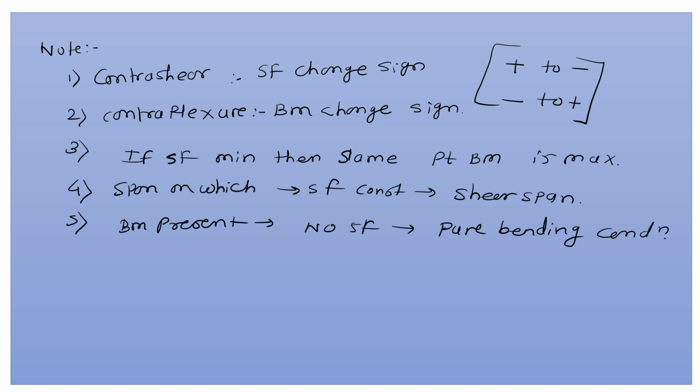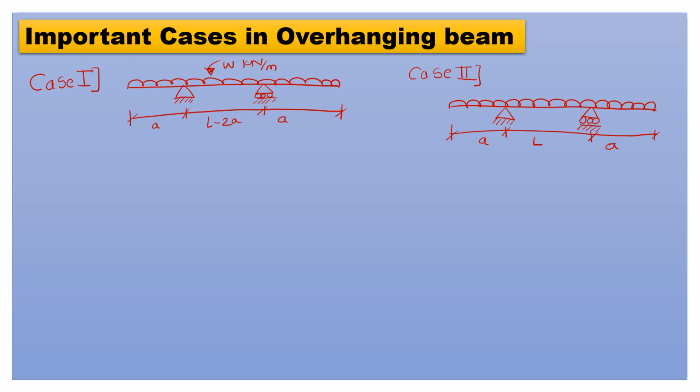The next point is important cases in overhanging beam. There are two conditions in overhanging beam. In the first condition, the whole span is L, and the span from this roller support to the end is A, and from this hinge to the end is A. So the remaining is L minus 2A. And in the second case, the total span is A plus L plus A, so L plus 2A is the total span. These are the two conditions in case of overhanging beam.